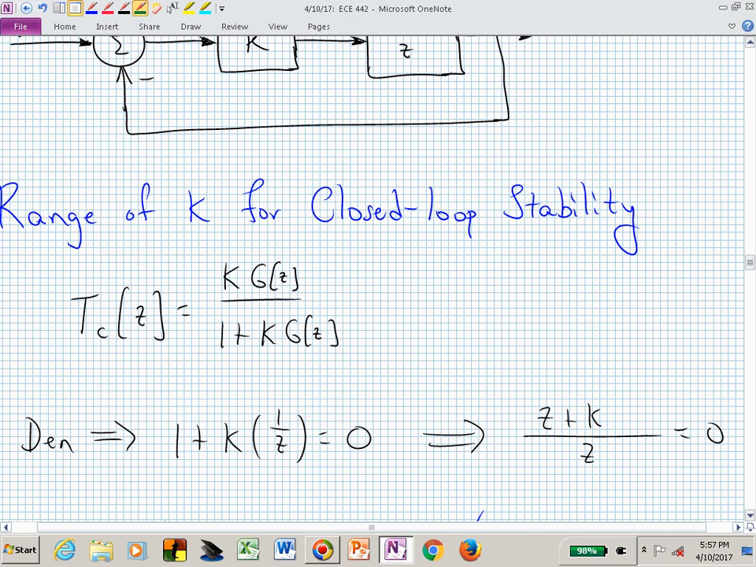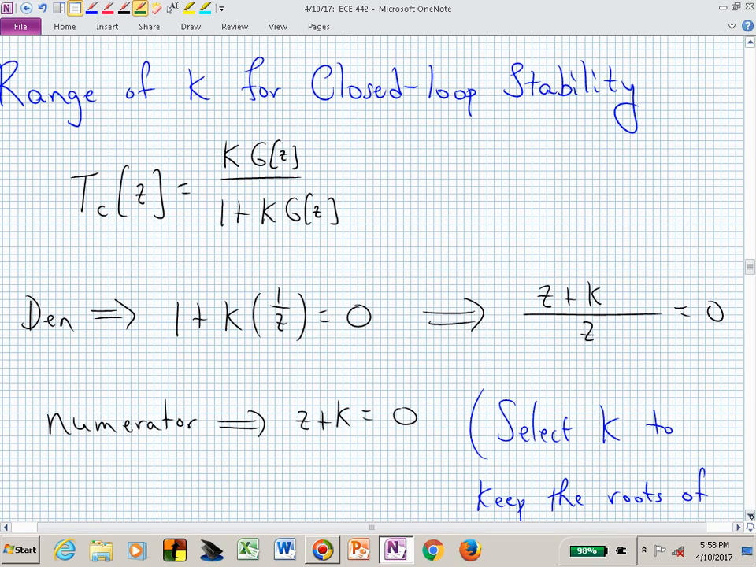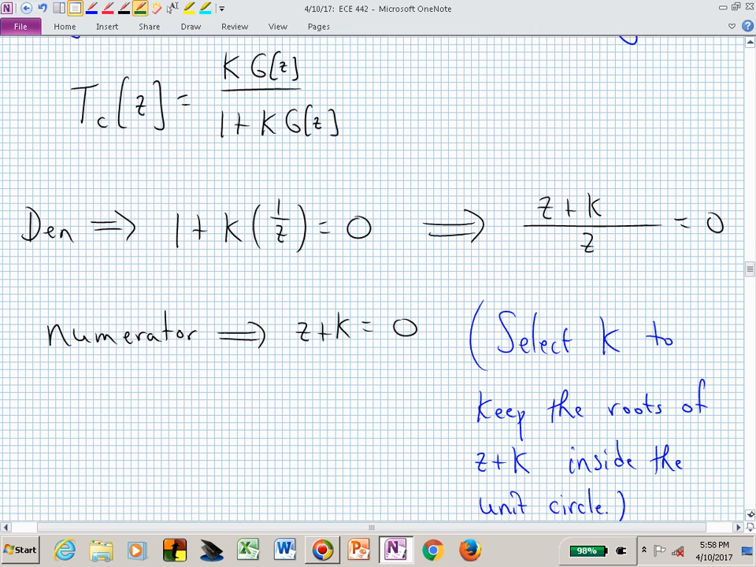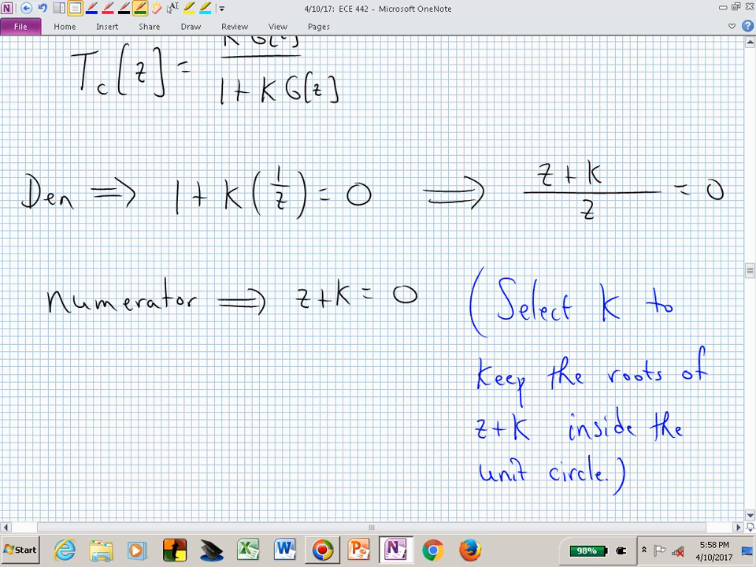If I put K equal to 0 in the numerator, now I have z is equal to 0. Is that inside the unit circle? Z equal to 0? So we're starting with a pole at the origin. In the open loop, it's stable, correct? With K equal to 0, it's stable. It's right at the origin in the z-plane. That's inside the unit circle. So we're trying to select K to keep the roots of z plus K inside the unit circle. And we can see that K equal to 0 is true in terms of z living inside the unit circle.